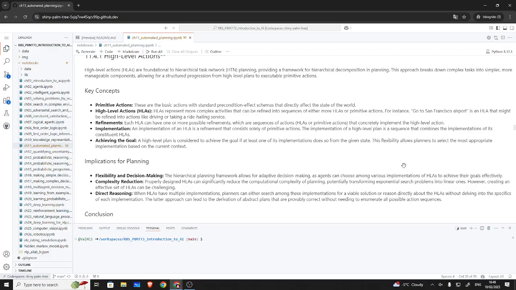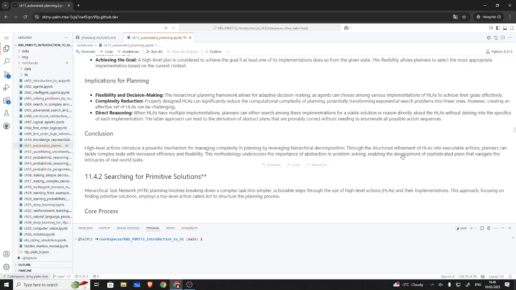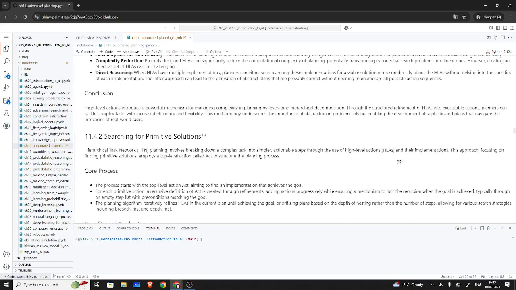Now, what else? Primitive solutions: you can look for primitives. You break down the high-level action, and that would be another approach. You have a high-level action, and you keep recursively breaking it down. So it's just like a divide and conquer approach. It's kind of like what all the life coaches say about how you should do it.